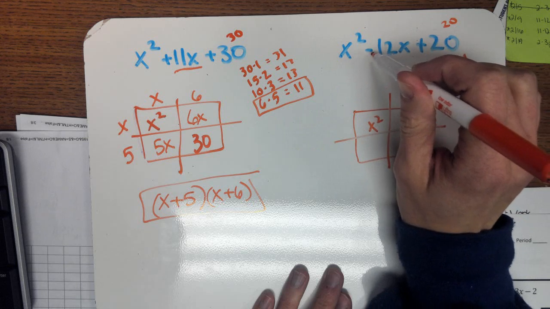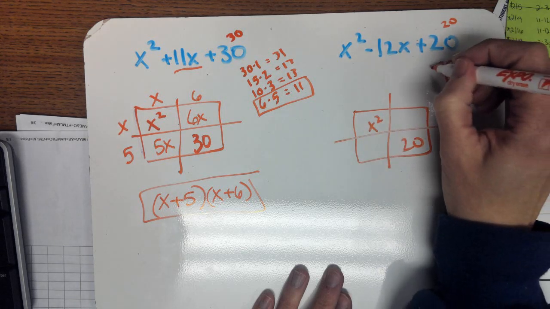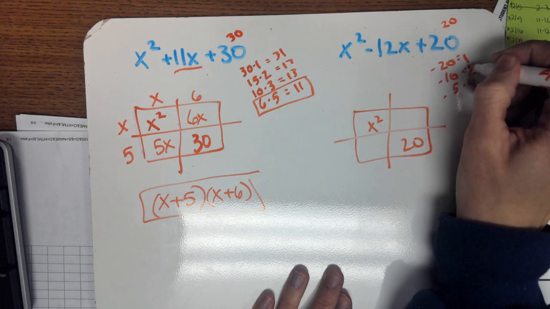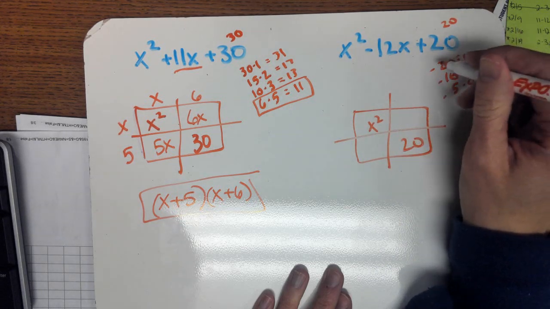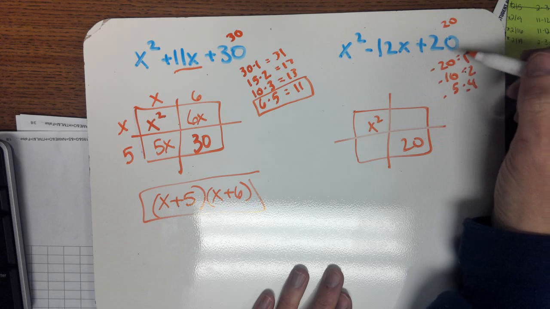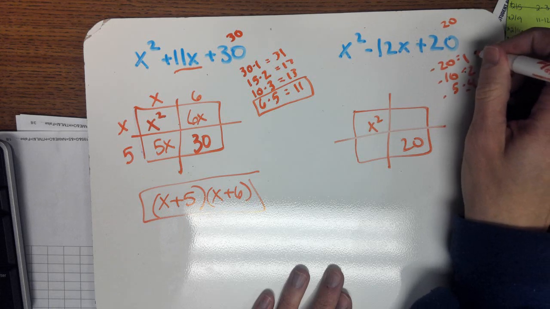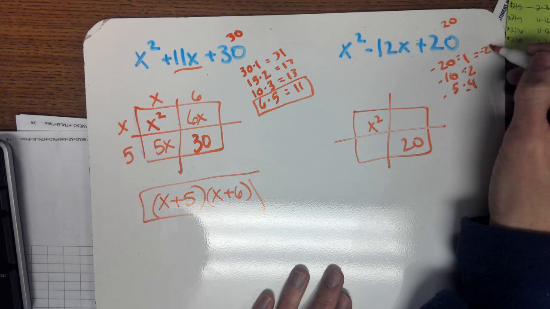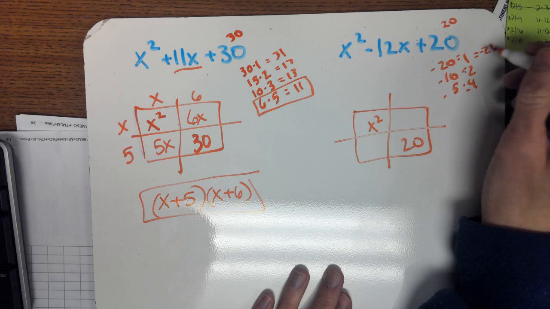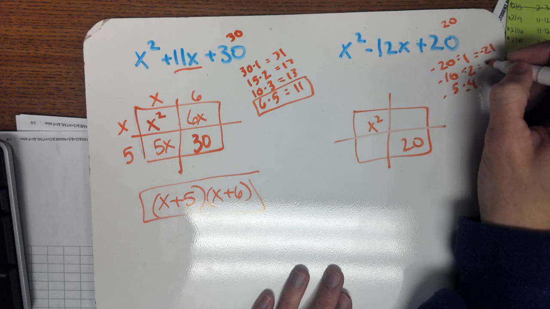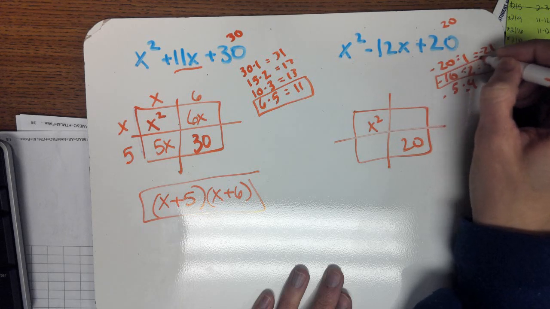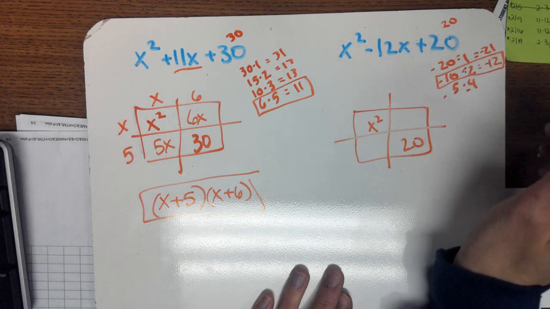But if you look here, since they need to add to a negative, this means that all of these numbers are actually going to be negative. Since they're multiplying to a positive, they have to both be the same sign. Add to a negative, they're both negative. So negative 20 plus negative 1 is negative 21. And you don't necessarily have to write these out, but this is what you're doing in your head. Negative 10 plus negative 2 is negative 12. We're done because we found them. We don't even need to worry about the last one.